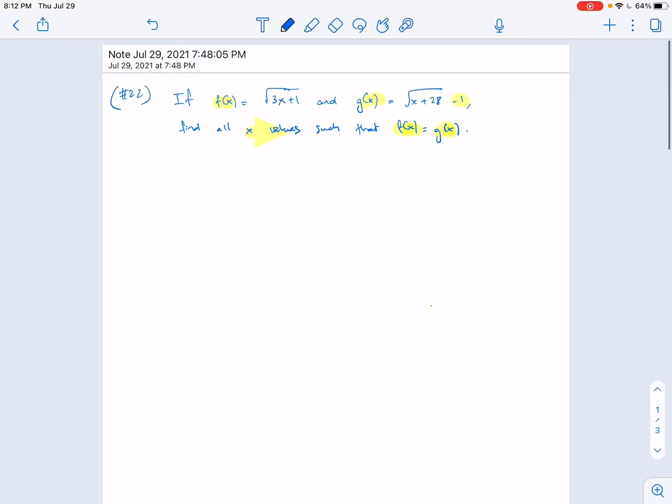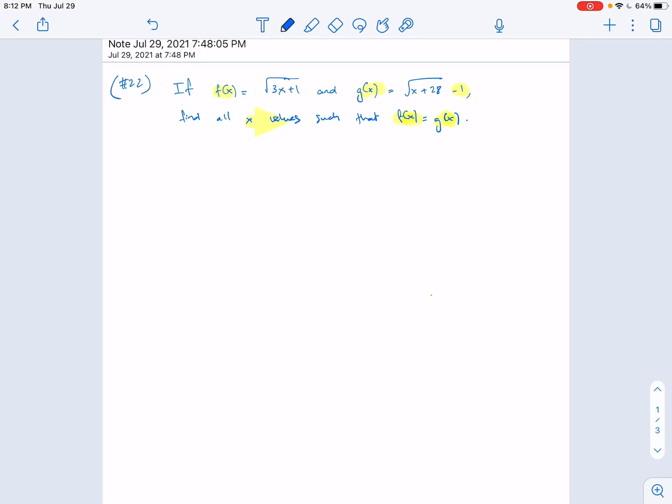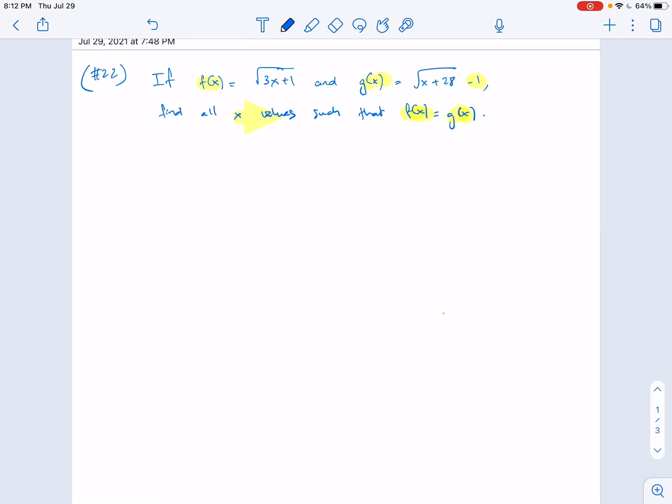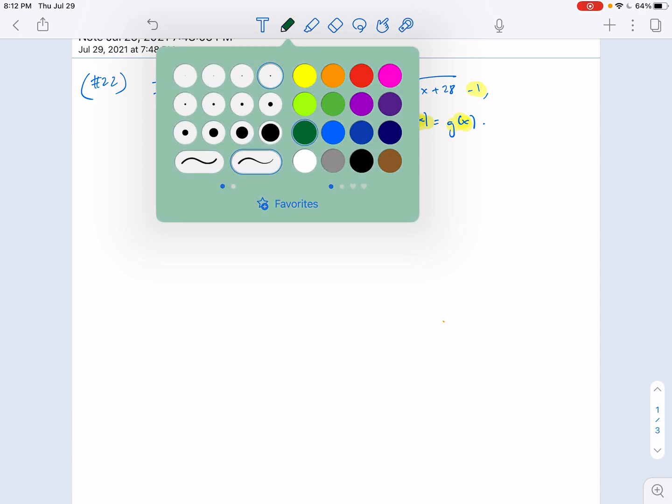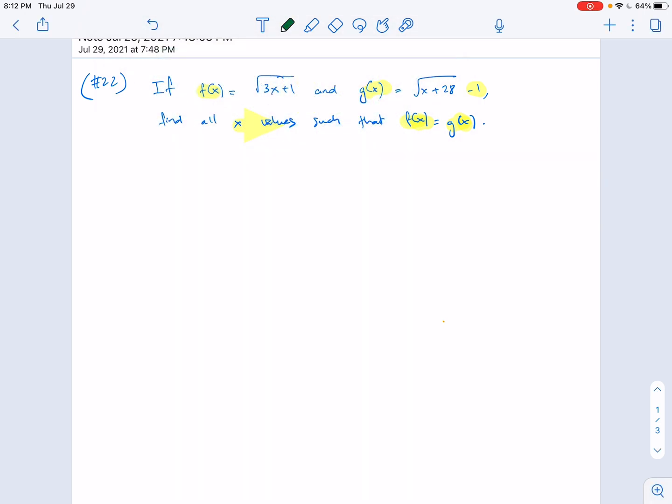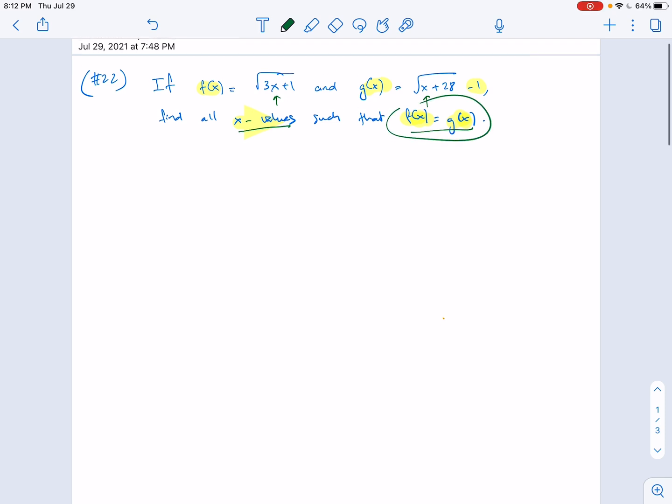All right, we are going to solve problem 22 on the practice final exam. The question asks to find all values of x such that the output functions f of x and g of x are the same, meaning what are the input values of x that we plug into these two functions so that the y values come out to be the same. That's what f of x equal to g of x means.